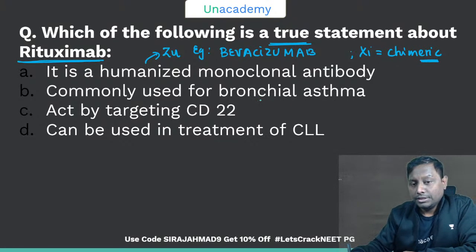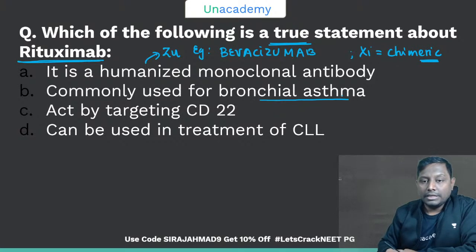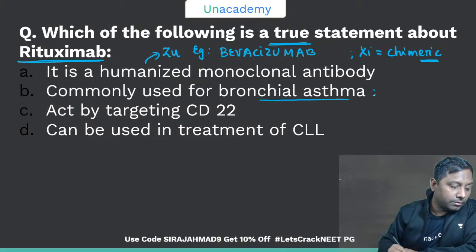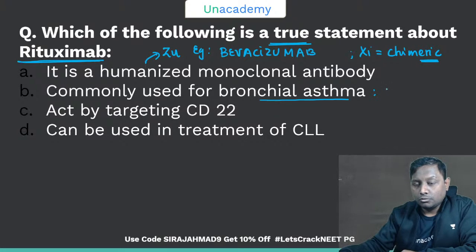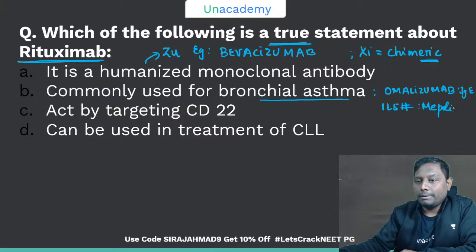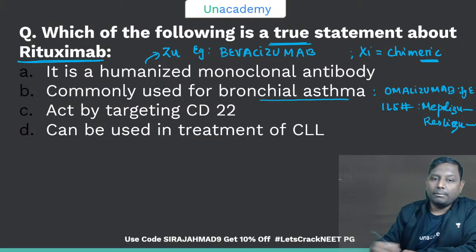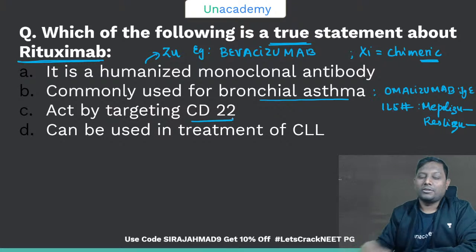Commonly used for bronchial asthma? No, it is not used for bronchial asthma. The monoclonal antibody that is used for bronchial asthma is Omalizumab, a monoclonal antibody against IgE. Then for interleukin 5, the monoclonal antibodies are Mepolizumab and Reslizumab. All of them end with MAB, monoclonal antibody. It is targeting CD22? Again, it's wrong. I have told you, right?